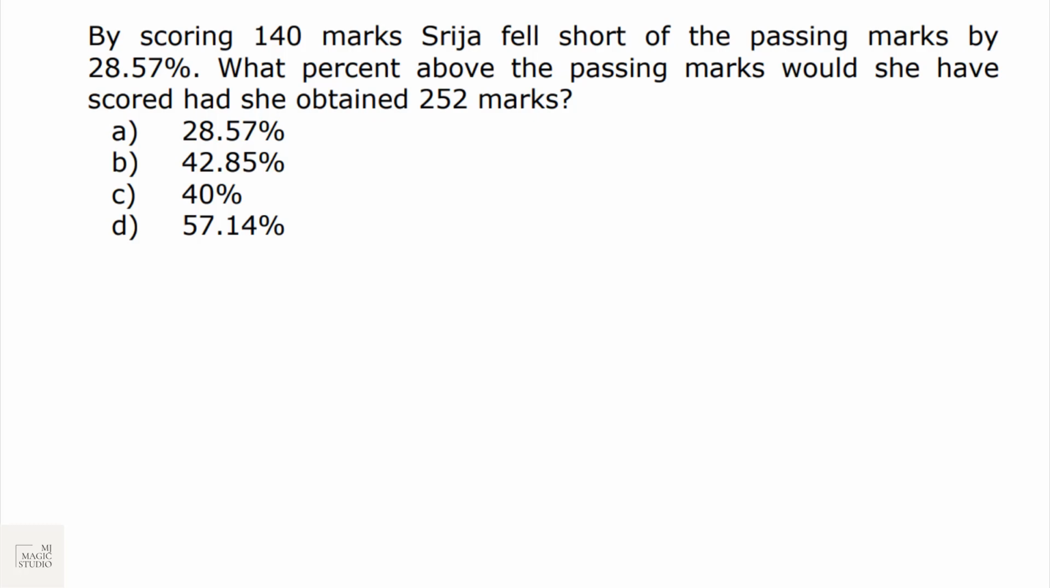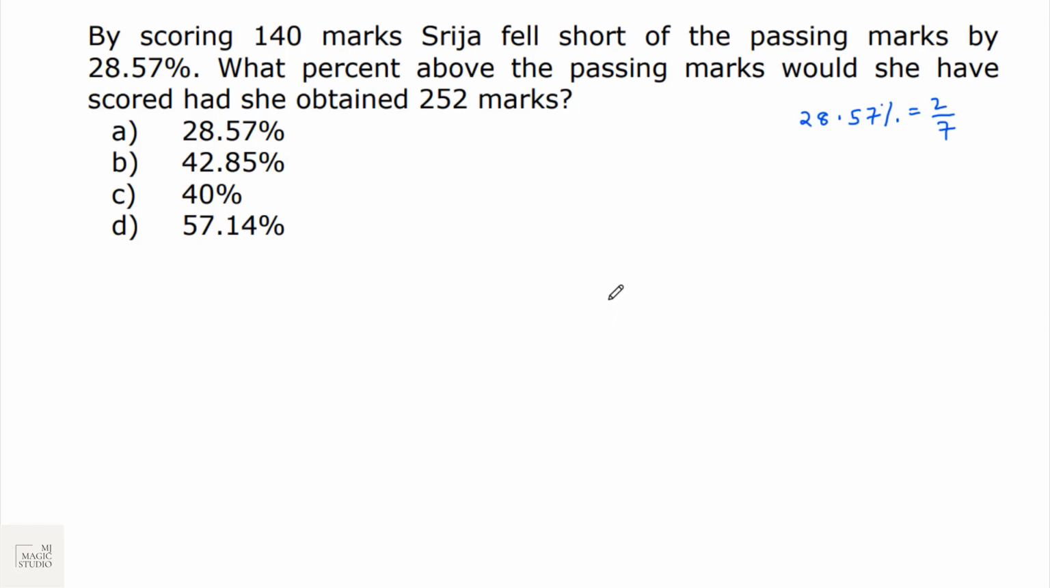Okay, let's take a few from arithmetic. By scoring 140 marks, Shrija fell short of the passing marks by 28.57%. The killer instinct to win percentage questions is how quickly you can convert your percentages into fractions. 28.57% means 2 by 7 in fractions.